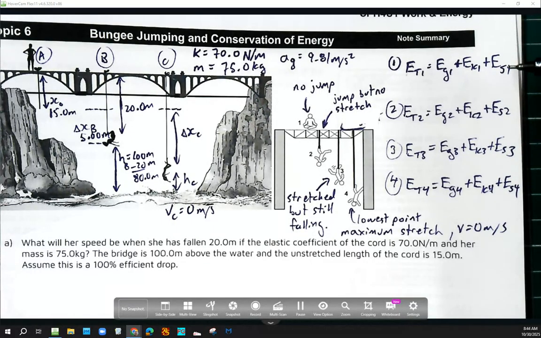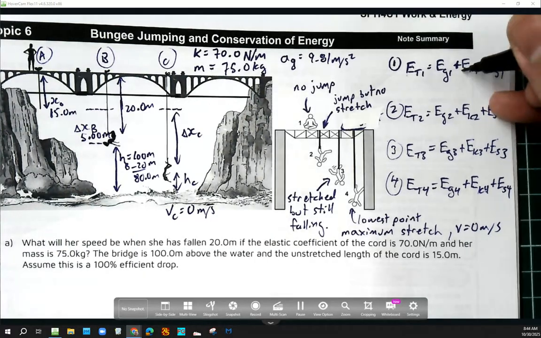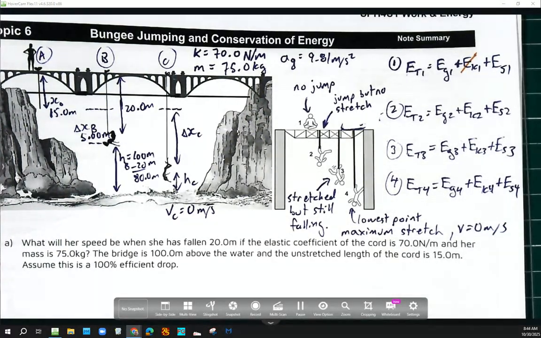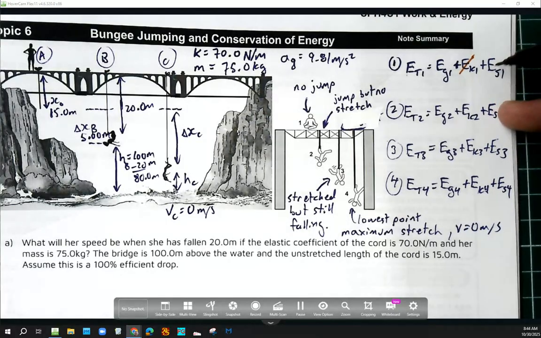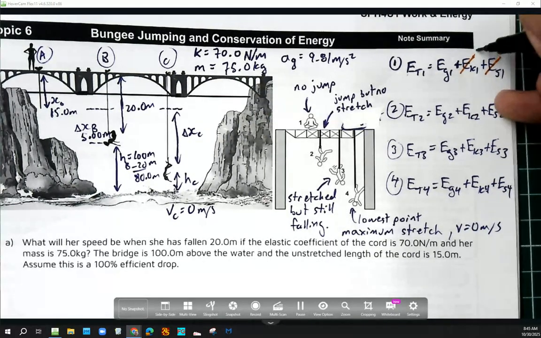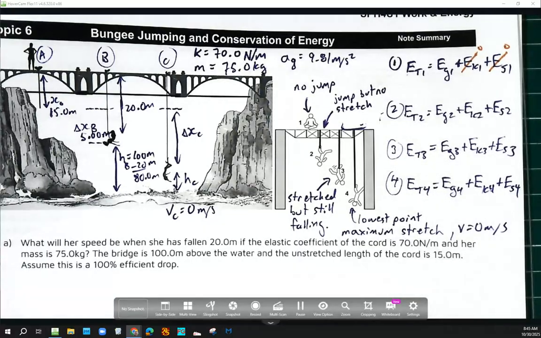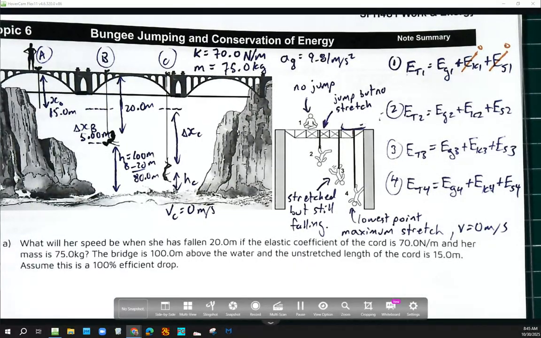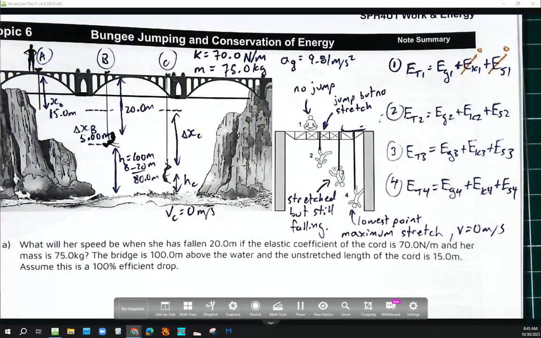You haven't jumped yet. You're just sitting on a bridge, cross-legged. Yep. EK1's gone. Haven't started falling yet. You're right. ES1 would also be gone. So those guys are going to be 0. That's nice. And the nice thing about that is when you're just sitting there on the top of the bridge, you've already got all the energy you're going to have, right? You've stored the energy just by getting to the top of the bridge. Makes sense. It's a kind of energy storage.